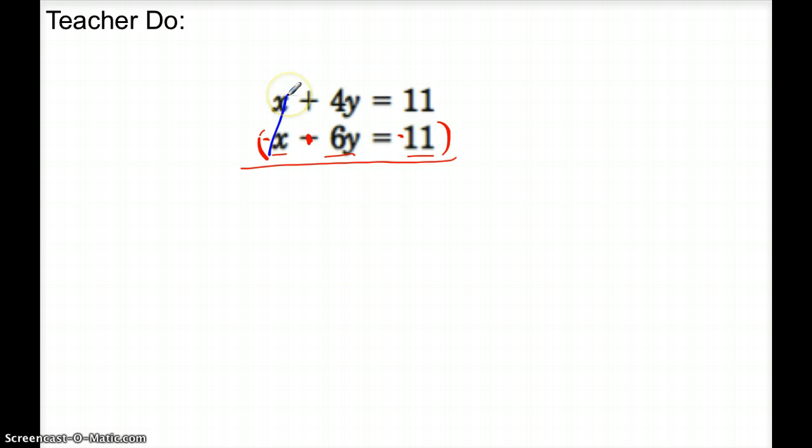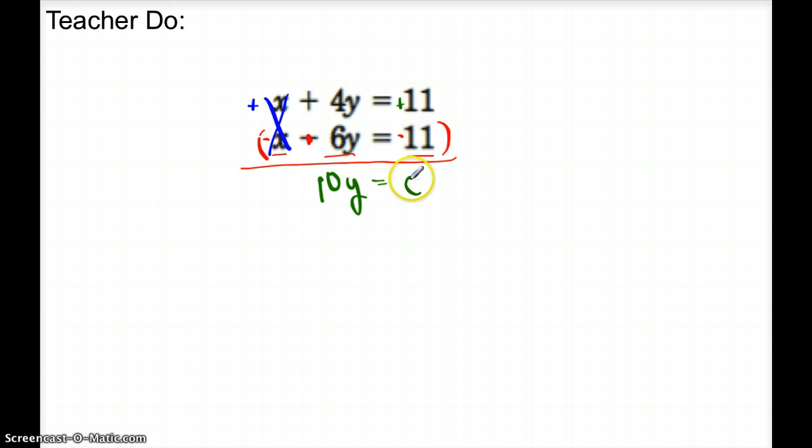X and x, they can now cancel. I have one positive, I have one negative. Here I have 4y plus 6y is 10y equals 0, not 22. This equals 0. I have a positive 11 and a negative 11.